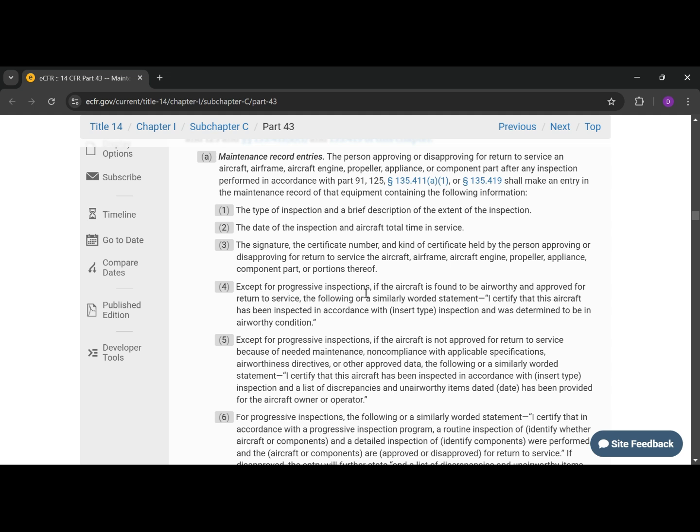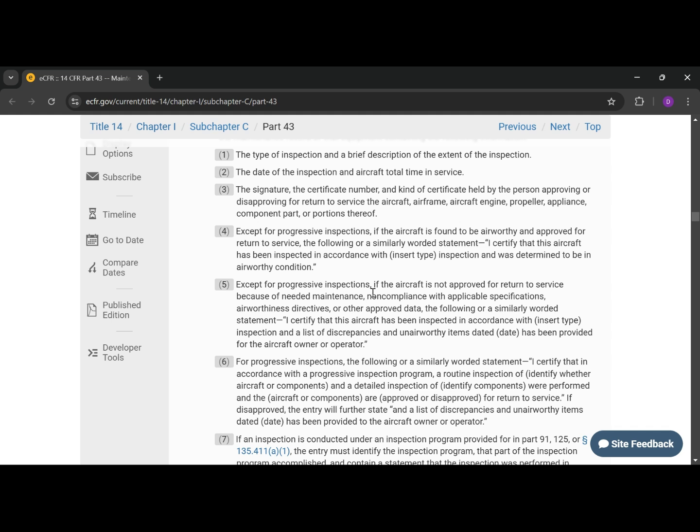Except for progressive inspections, if the aircraft is found to be airworthy and approved for return to service, the following or a similarly worded statement: I certify this aircraft has been inspected in accordance with insert type inspection and was determined to be in airworthy condition.